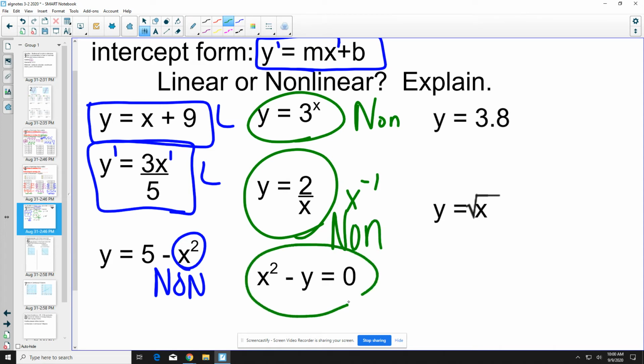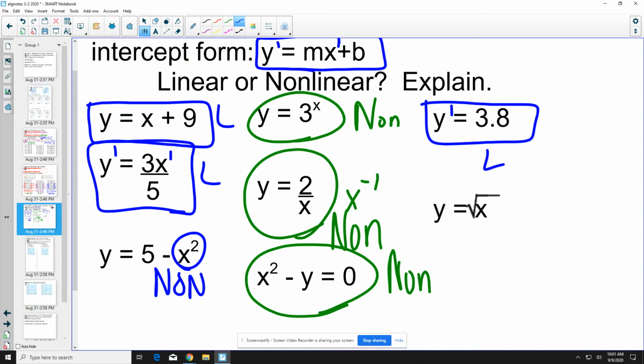What do you guys think about this bottom one? Non-linear, because x is to the second. Good. Now, if you look at y equals 3.8, notice that you're missing the variable x. That's okay. As long as the variable y is to the first power, this will graph a straight line. This is where y is always equal to 3.8. It's actually going to be a horizontal line where all your y values are 3.8. So this is linear because y is to the first power, even though we're missing an x.